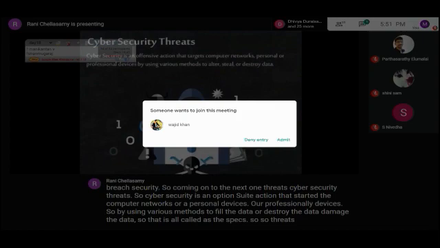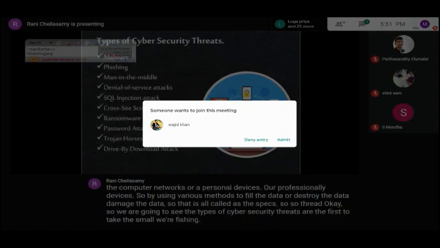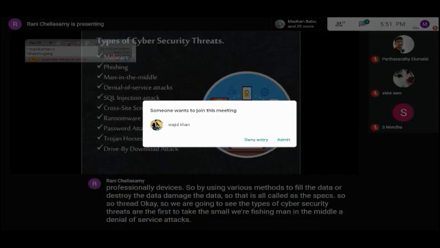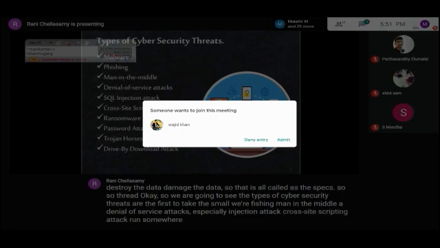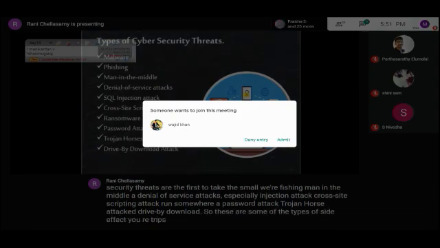So we are going to see the types of cyber security threats. The first threat is malware, then phishing, man in the middle, denial of service attacks, SQL injection attack, cross-site scripting attack, ransomware attack, password attack, Trojan horse attack, and drive-by download attack. So these are some of the types of cybersecurity threats. We will see them one by one.